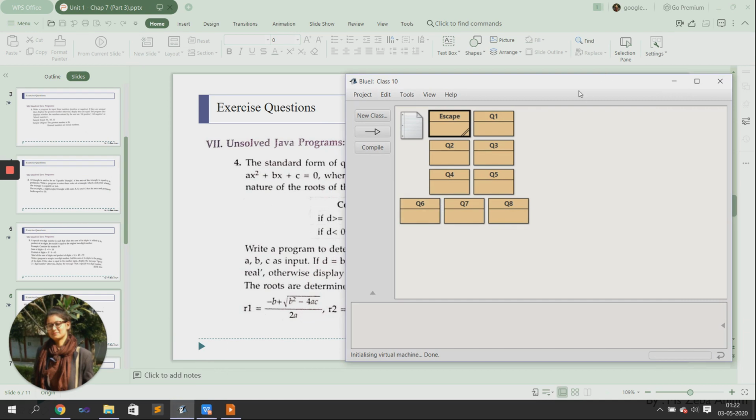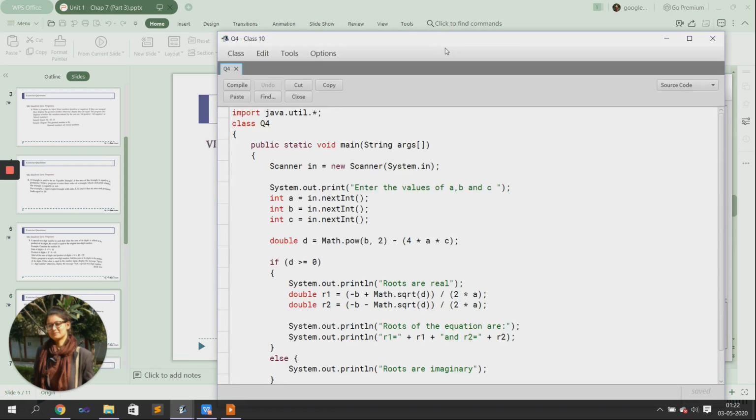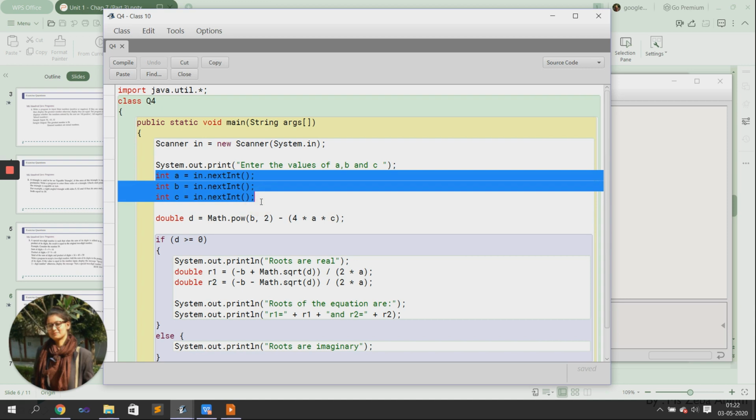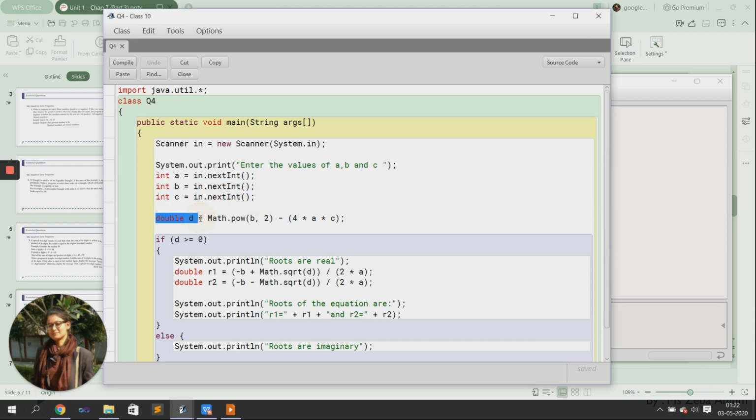Let's see question number 4. We have already made a class. Then we have a Scanner class for taking input. We take three int values a, b, c as input, and a double for your discriminant value, that is b square minus 4ac.